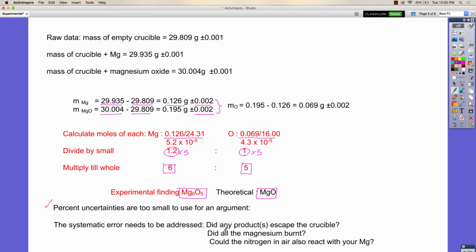These are some possibilities, some of the questions that I'm raising, and I'm looking forward to see what you say. My questions are: did any of the products escape the crucible while the reaction was taking place? Did all the magnesium burn? And finally, was there some nitrogen that reacted with magnesium?